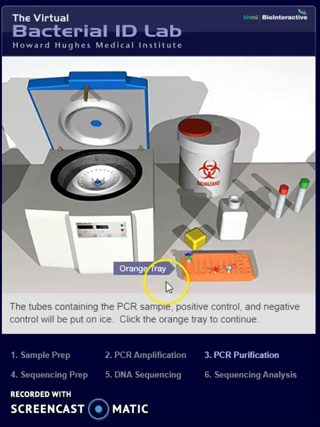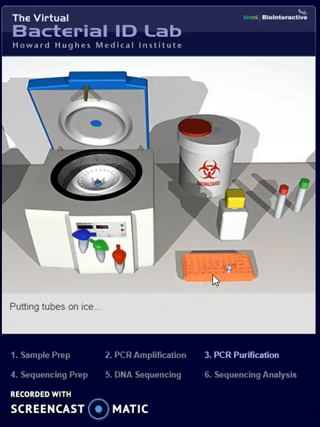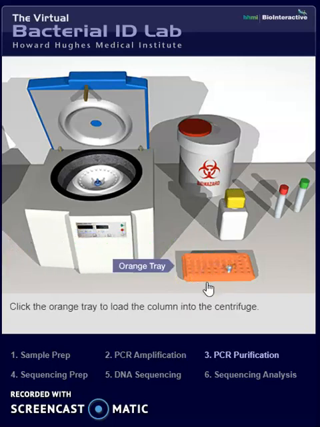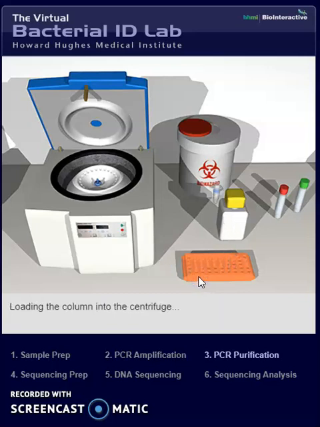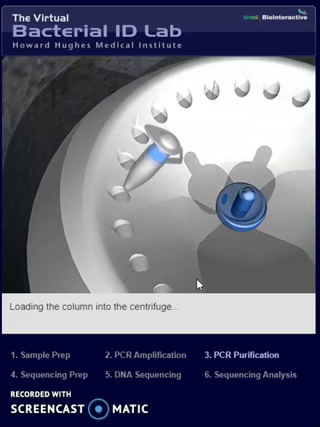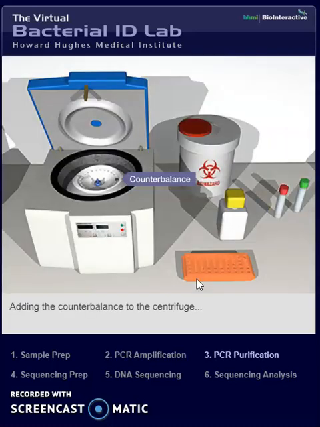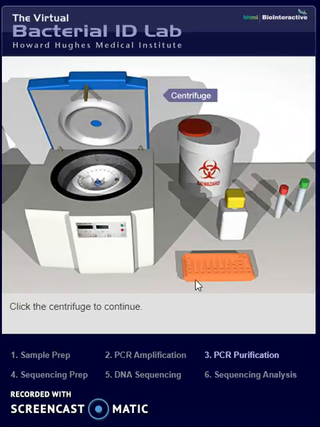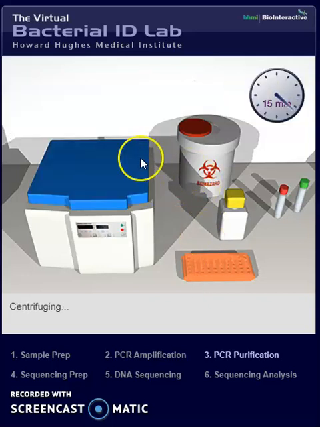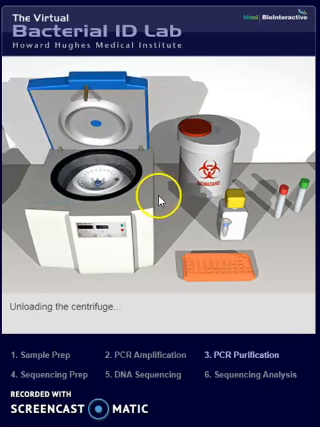Next, the tubes containing the PCR sample, positive control and negative control will be put on ice. After that, to transfer the column into the centrifuge, add the counterbalance to the microcentrifuge and close it. Waiting 50 minutes.